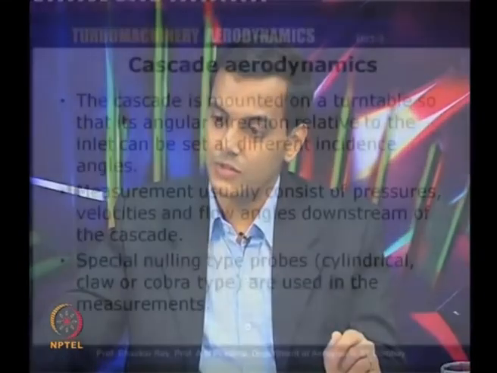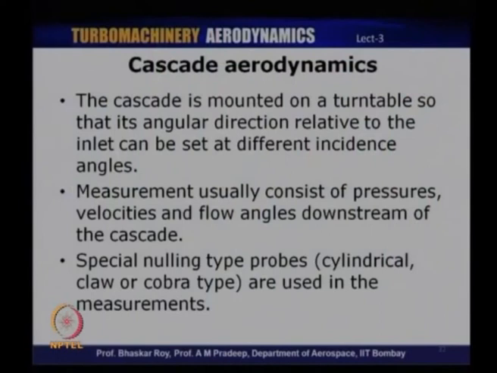Now, in cascades, one would normally use different types of measurement devices, measuring probes, for measuring total pressure losses, static pressure on the blade surface, flow angles, etc. So, one might use different types of probes, which could be nulling probes or non-nulling probes, either cylindrical probes or cobra probes. These are different types of probes that one might like to use to carry out measurements in a cascade and infer data from the cascade testing.